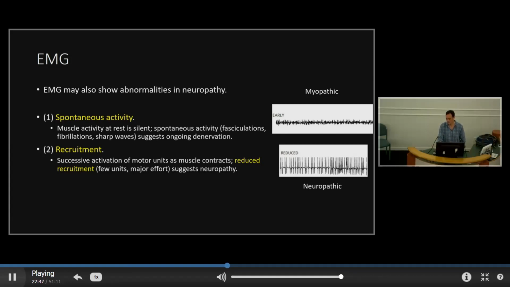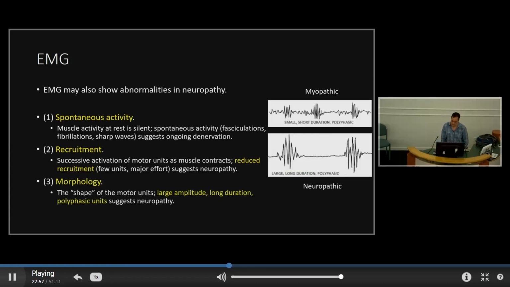So it looks very different. You get all these tiny little waveforms. I'm trying to cover basically a year of training in one slide here. There's quite a lot to EMG. And the third step here is the morphology. So we look at the shape of the motor units.